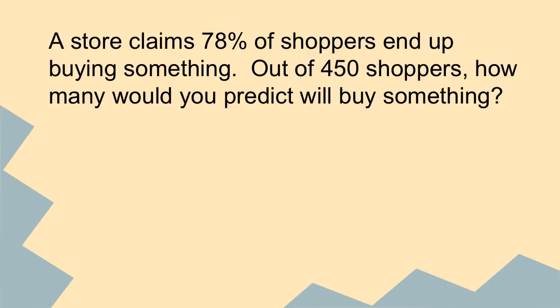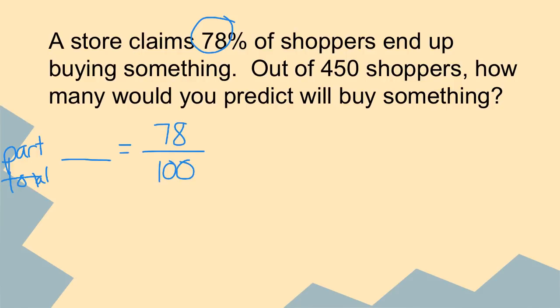Okay, I'm going to do this both ways. I'm going to have a proportion. We have the part on top and the total amount on the bottom. So 78% means you have 78 out of 100 people end up buying something. And we have a total of 450 customers. So that goes on the bottom, and I don't know that answer.